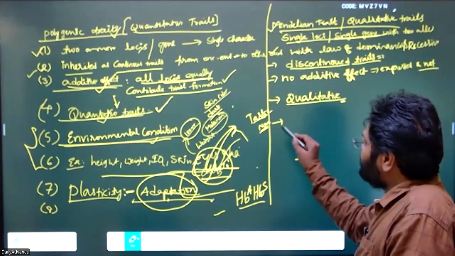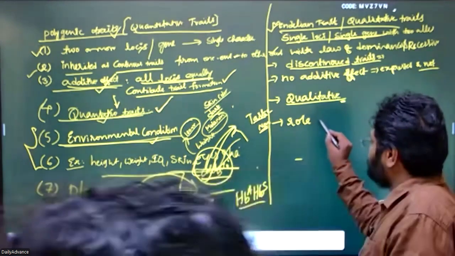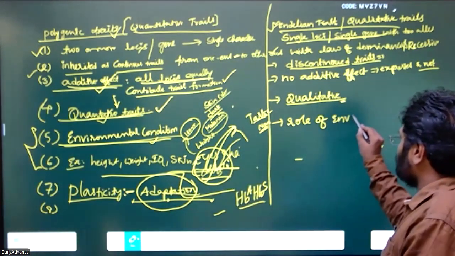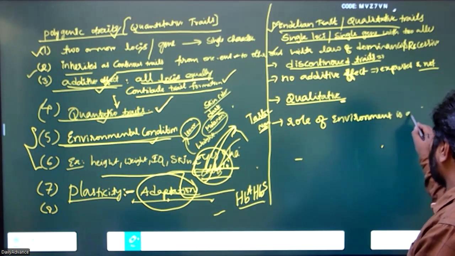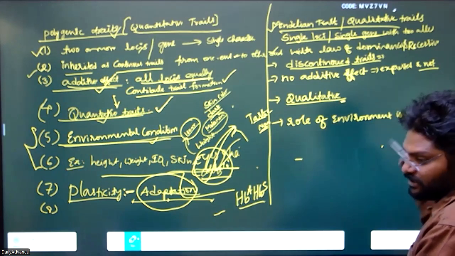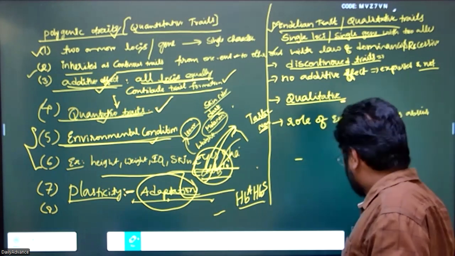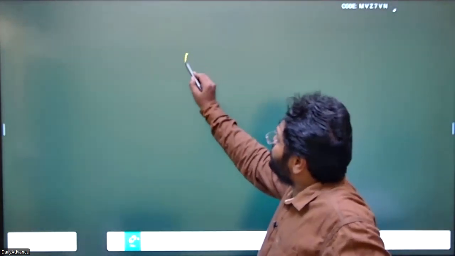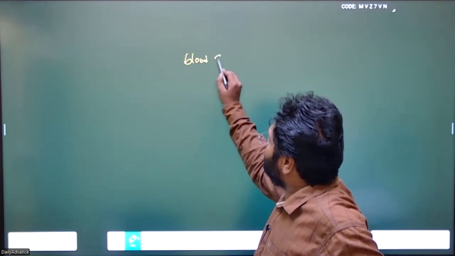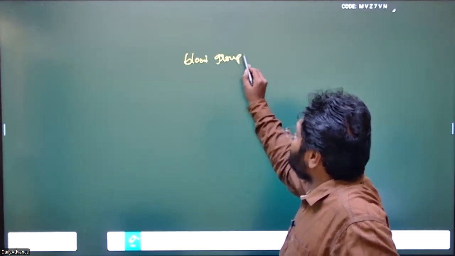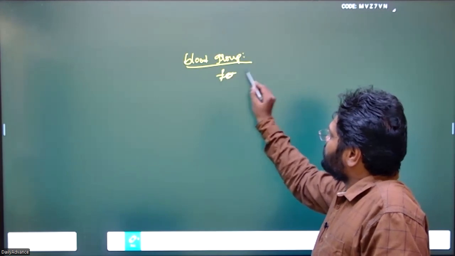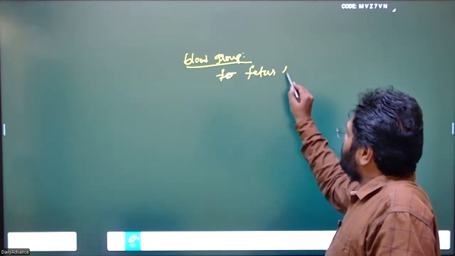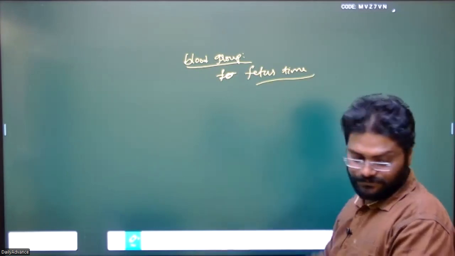So the role of environment is absent. How can we say the role of environment is absent? You can take the blood groups. Blood groups are generally formed during the fetus time.